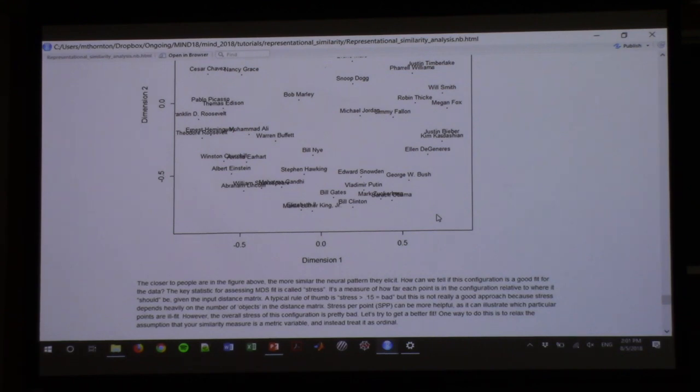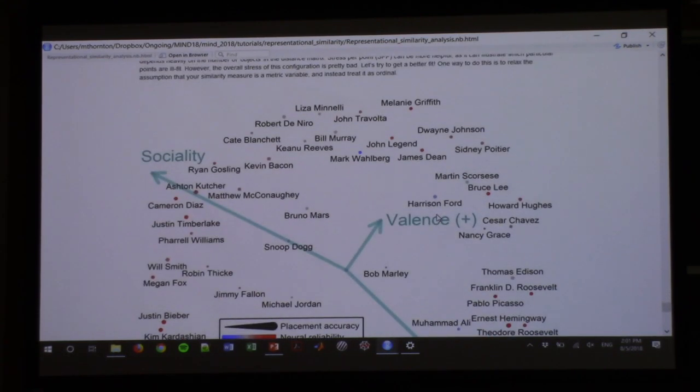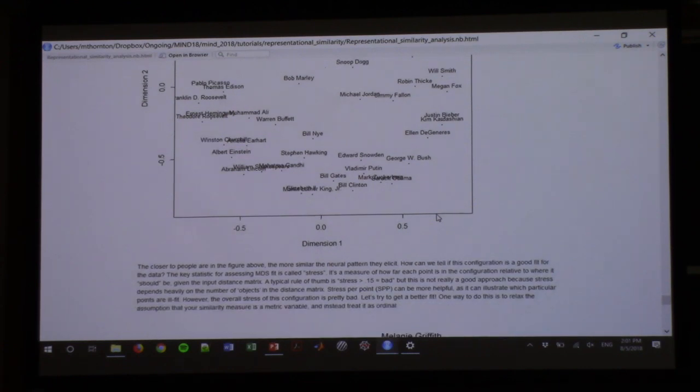So stress is a, oh, I don't have it printed out, do I? Rats. I edited this, and I think I cut out the actual stress value here.